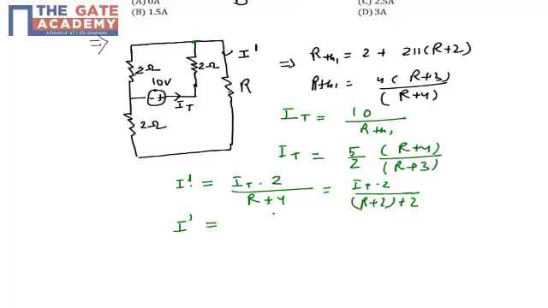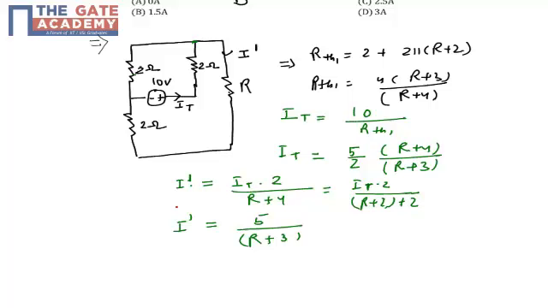So if I put the value of I total, then my I1 comes out, after simplification, as 5 upon R plus 3. You can just put the value of I total here and solve it. You will get 5 upon R plus 3.